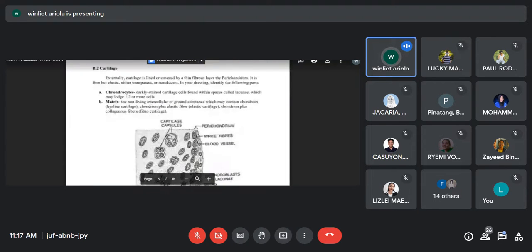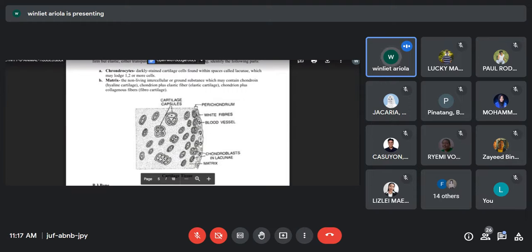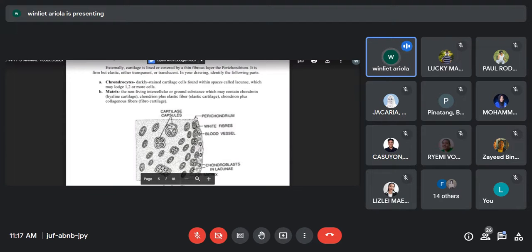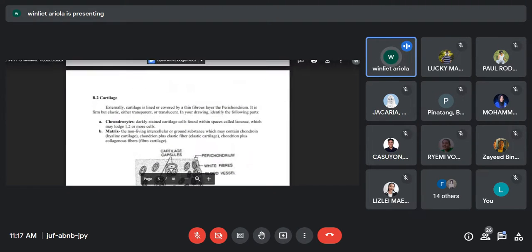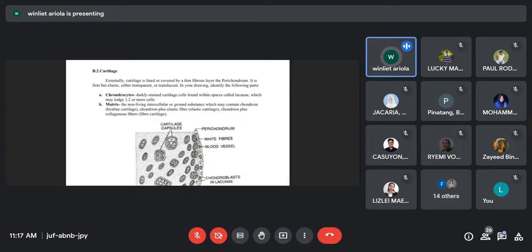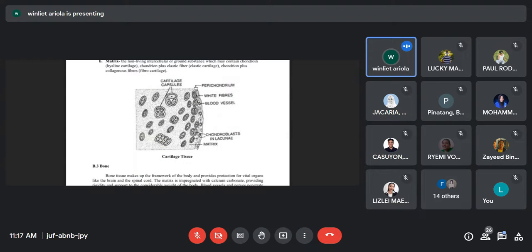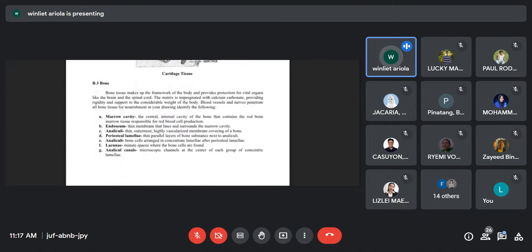Next we have the cartilage. So ito din, just read the different terms and then just get the key points of each. Just like for matrix, non-living intercellular, and it contains chondrion. So ganun na lang, gagawa kayo ng reviewer nyo. No need to put everything. Okay, and then the bone.